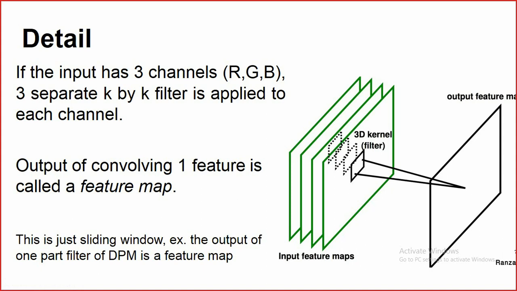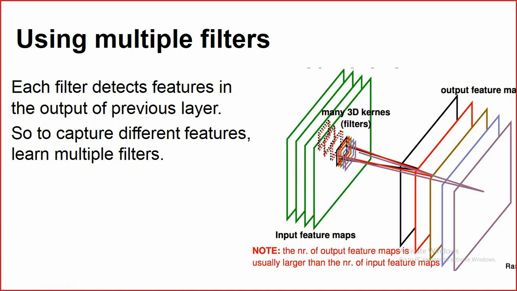The output of convolving one filter is called a feature map. So when you convolve this filter over the whole image, there will be one output, and this output is called a feature map. This is just a sliding window. The output of one part filter of DPM is a feature map. So here, this is the feature map of the first filter.